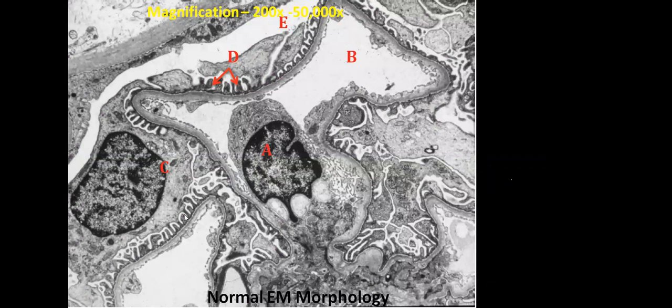This is the normal ultrastructural morphology of a glomerulus, where you can find the GBM, the glomerular basement membrane. This is the inside part of the glomerular capillary loop, and this is outside the glomerular capillary loop. That means this is the Bowman's capsule, and this is the urinary space. Any proliferation which occurs in the urinary space is called extracapillary proliferation, and any proliferation happening inside the capillary loop is called endocapillary proliferation.